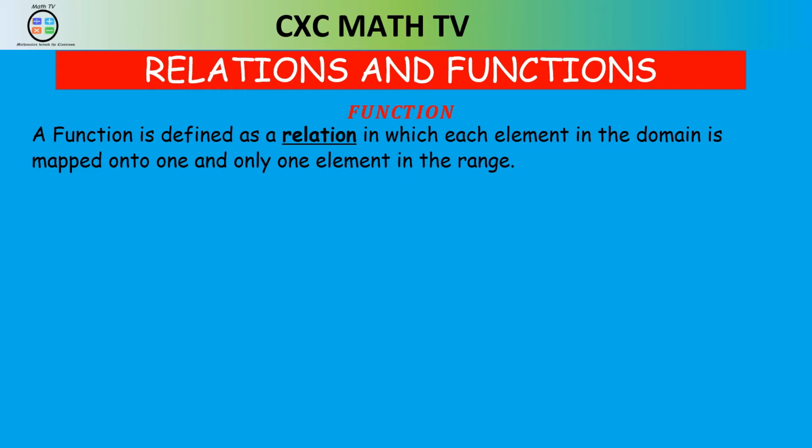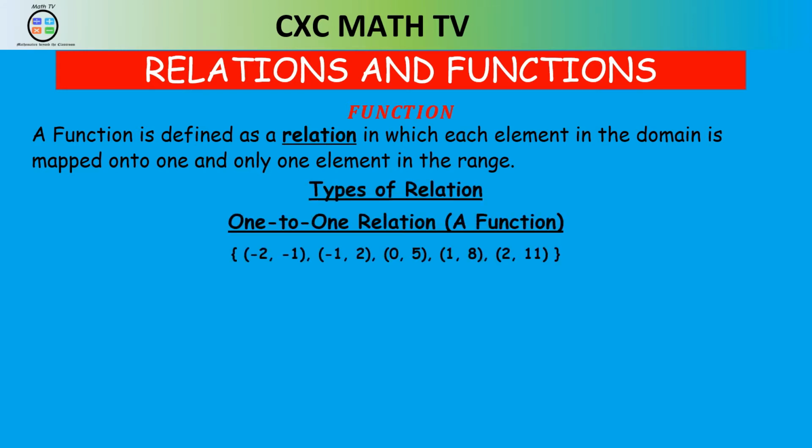So starting with one-to-one relation, which we know is a function. Let's go back to the one-to-one relation that we had: -2, -1, -1, 2, 0, 5, 1, 8, 2, 11. In this relation, x being mapped to 3x plus 5, we realize that each element in the domain was mapped to only one element in the range. For every one x value, there is one corresponding y value. This linear relation is known as one-to-one, and it is a function.